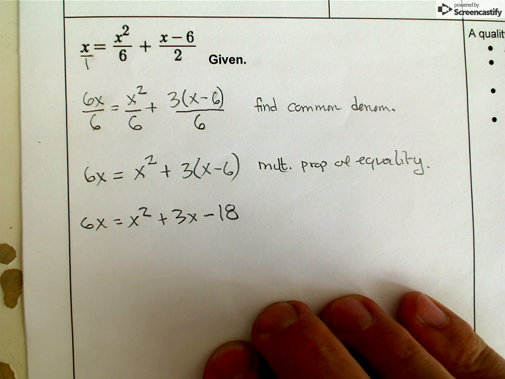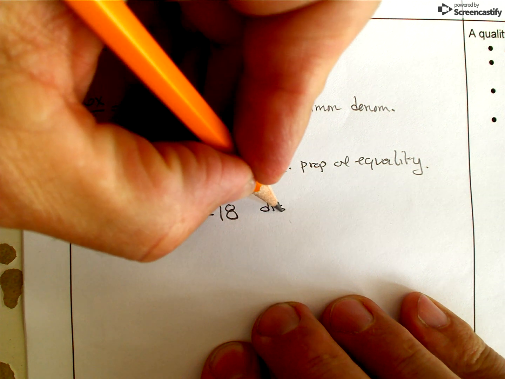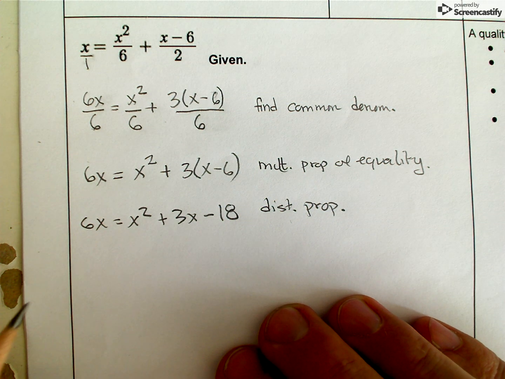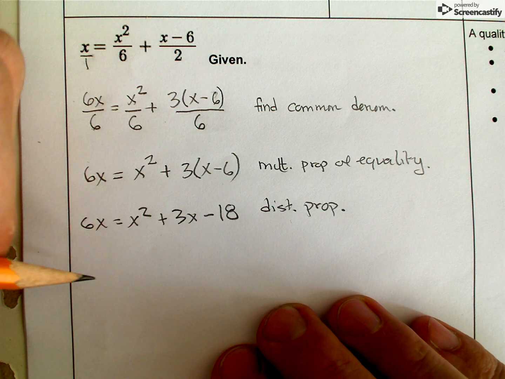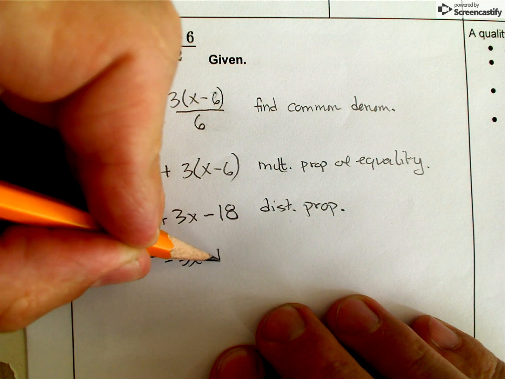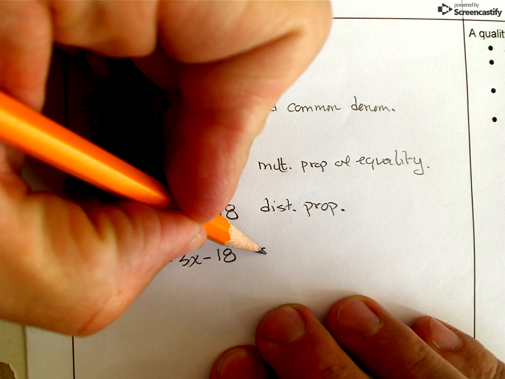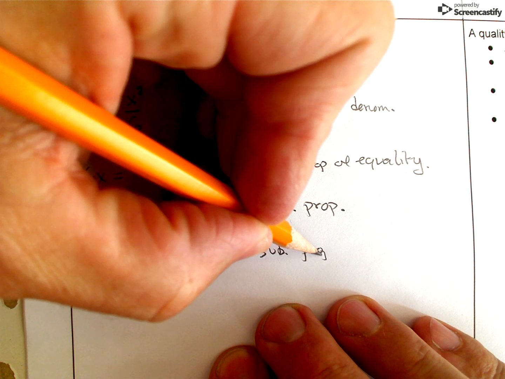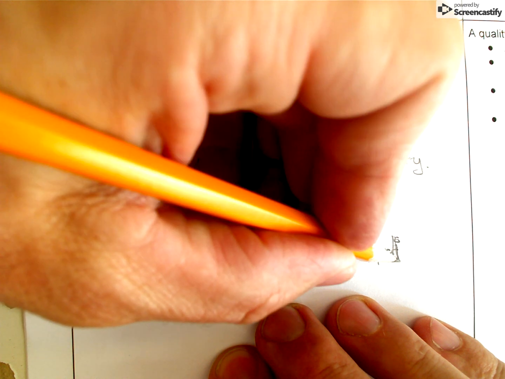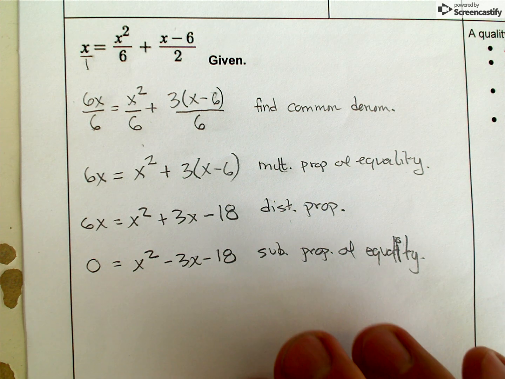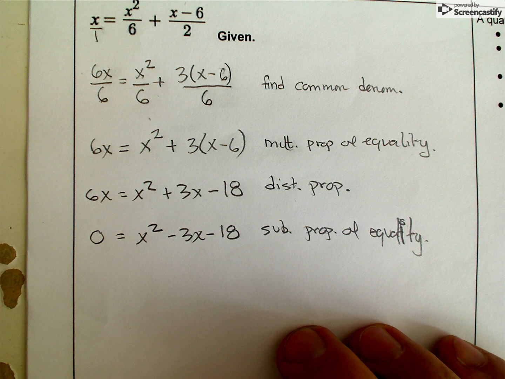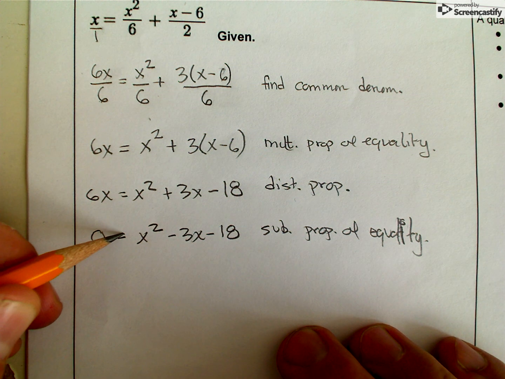Minus 18. So I distribute the 3. So this is the distributive property. And then I can subtract 6x from both sides, and I get 0 equals x squared minus 3x minus 18. And that's from the subtractive property of equality. So now I have a quadratic in standard form on the right-hand side of my equation, and it equals 0.